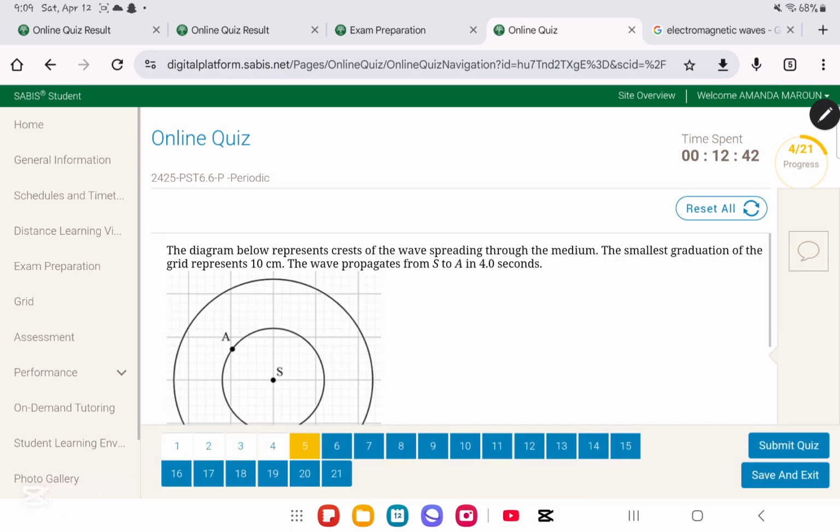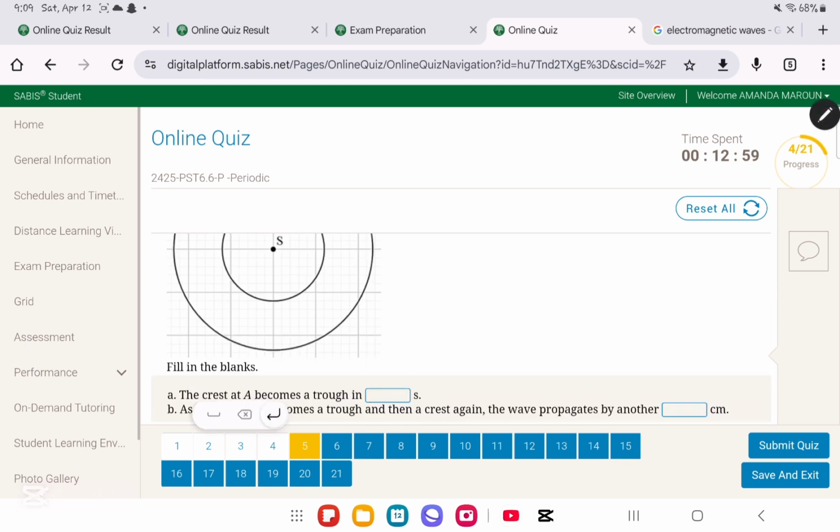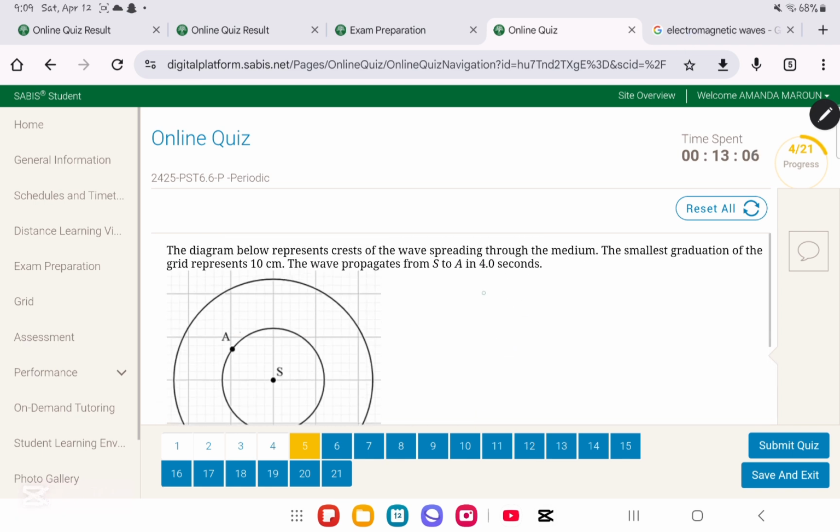We'll move on to question number 5. In question number 5, they said, the diagram below represents crests of the wave forming through the medium. The smallest graduation of the grid represents 10 centimeters. The wave propagates from S to A in 4 seconds. They told us the crest at A becomes a trough. So look, we know that from S to A, it took 4 seconds. So from crest to crest, it took 4 seconds. So let us project it like this.